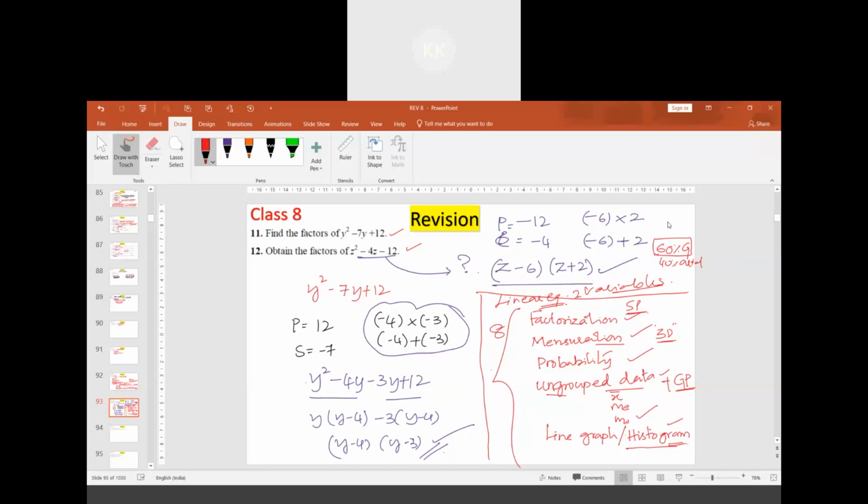You have learned congruency, isn't it? Congruency is used to prove most of the theorems. You will come across the midpoint theorem, you will come across the converse of the midpoint theorem, things like that.